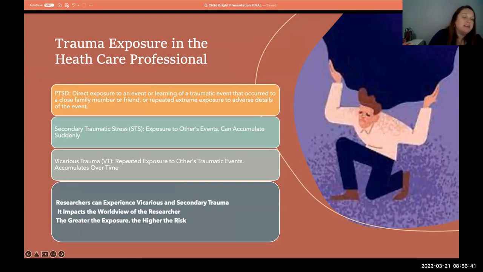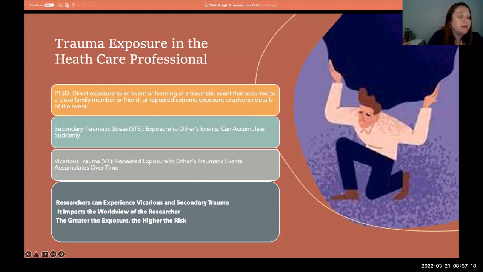PTSD requires direct exposure, symptoms beyond 30 days, and a specific diagnosis in the diagnostic and statistical manual used by psychiatrists. The term vicarious trauma was coined by Perlman and Saakvitne to describe the profound shift in worldview that occurs in helping professionals when they work with individuals who have experienced trauma. Helpers notice that their fundamental beliefs about the world are altered and possibly damaged by repeated exposure to traumatic material.